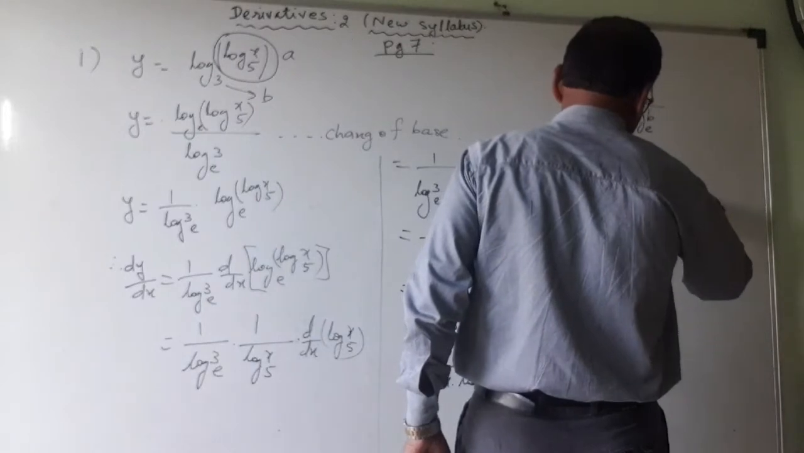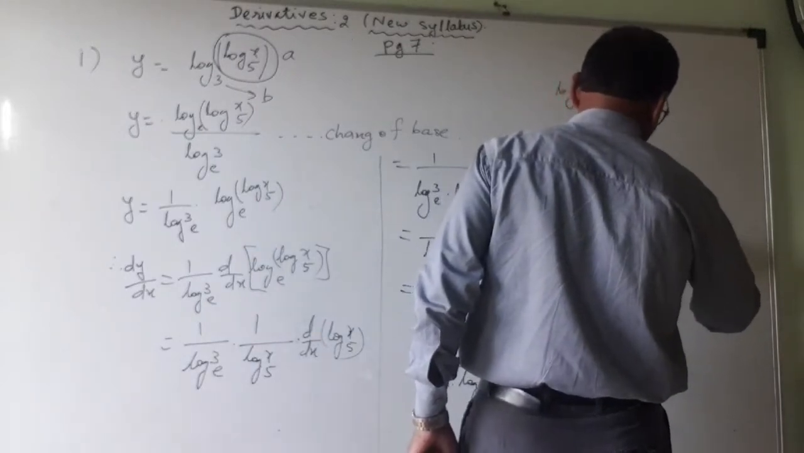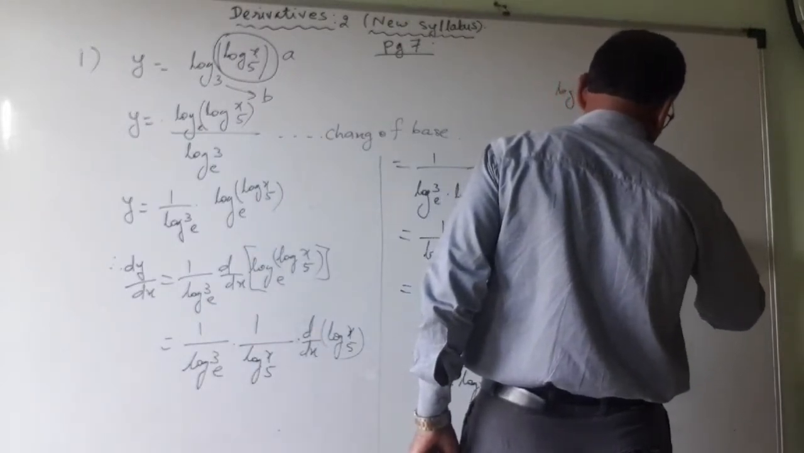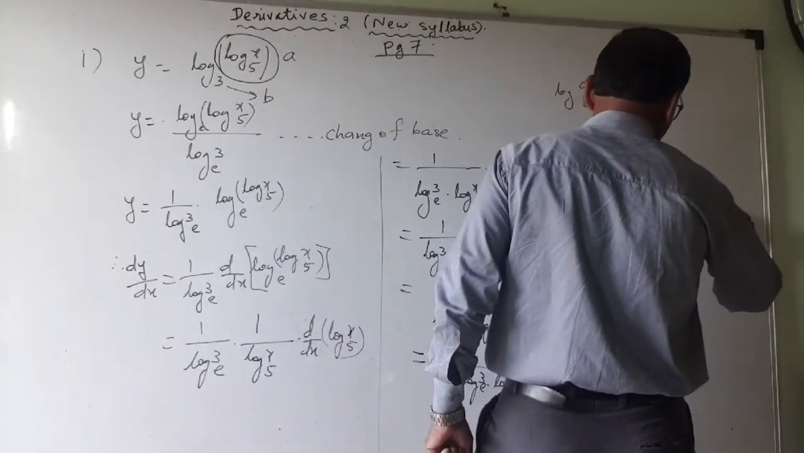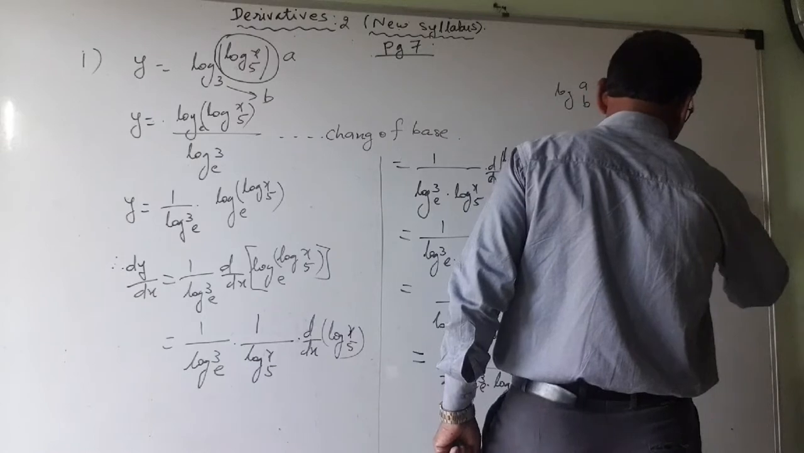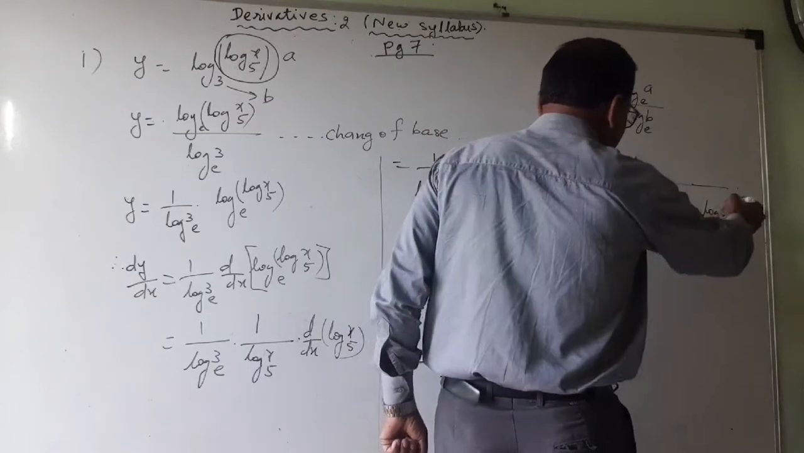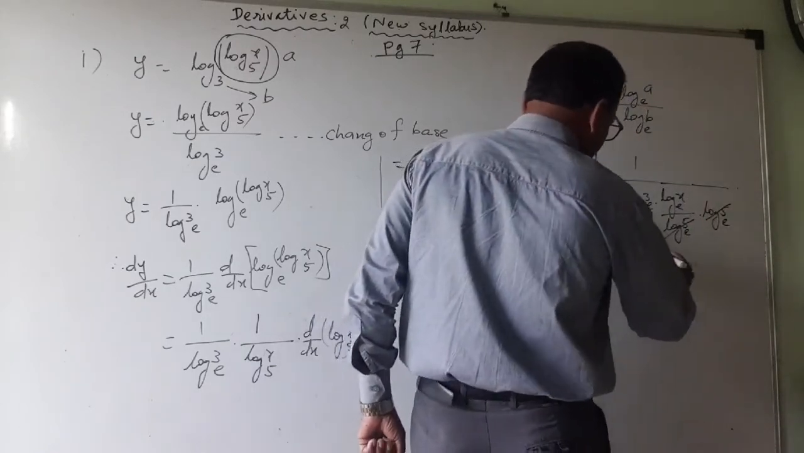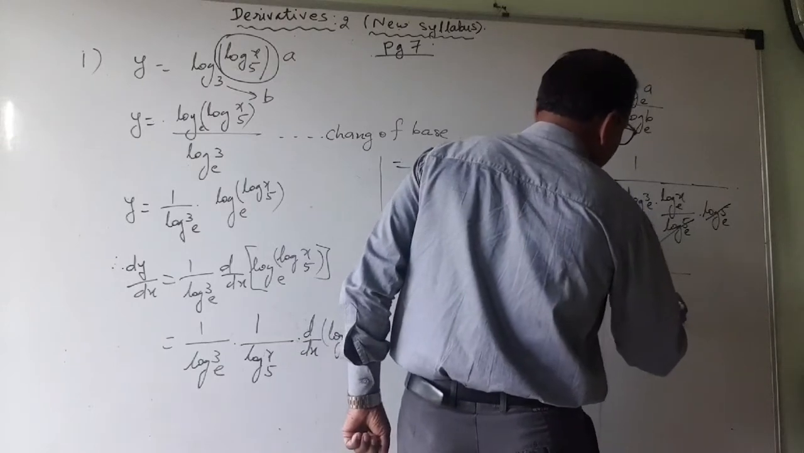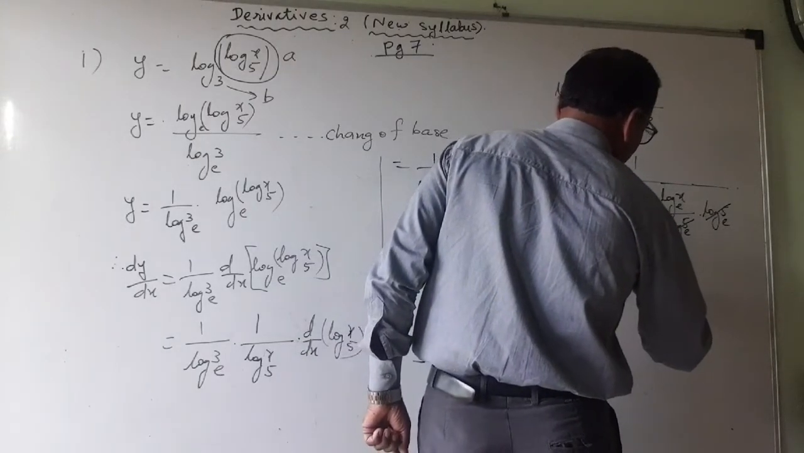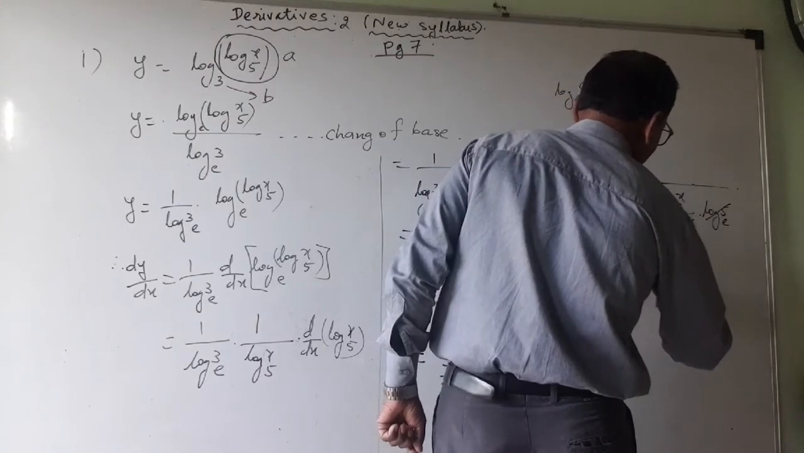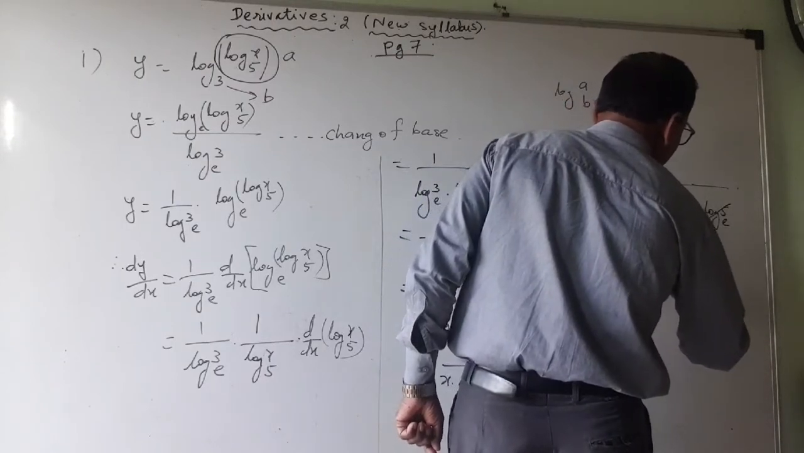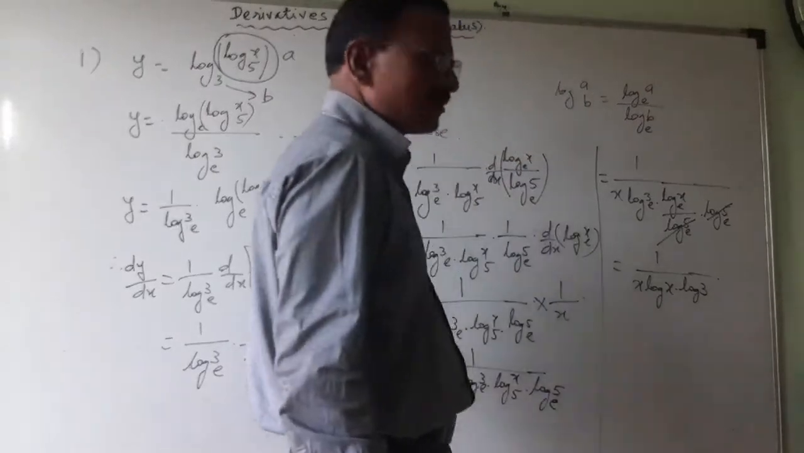Log of x to the base e upon log of 5 to the base e. This is the change of base into log of 5 to the base e. Now this is cancelling and that is equal to 1 upon x log 3 log x. I will write first log x into log 3. This will be the answer.